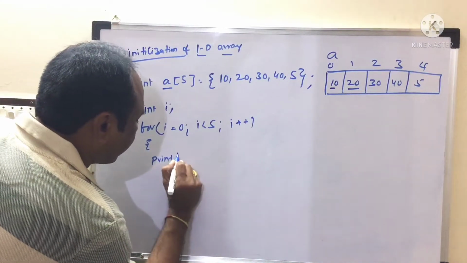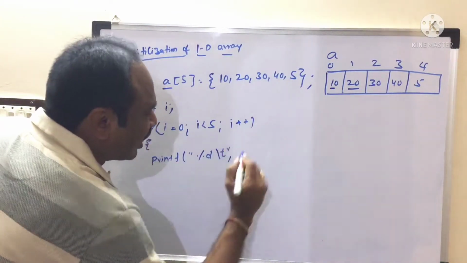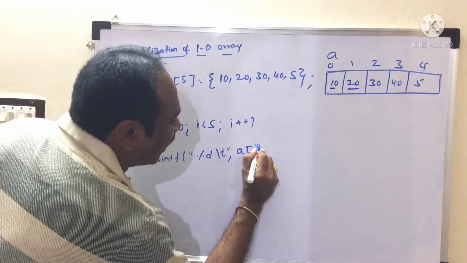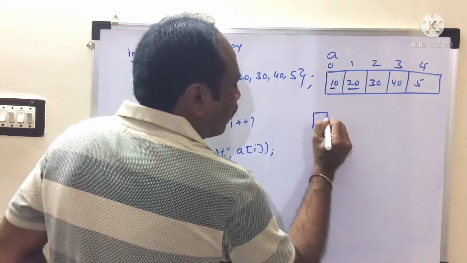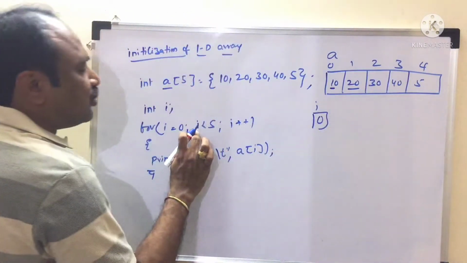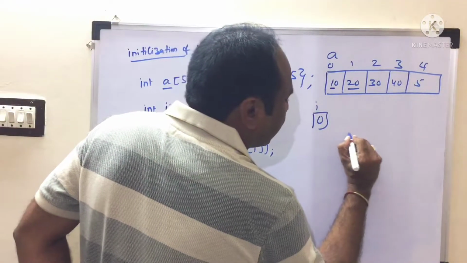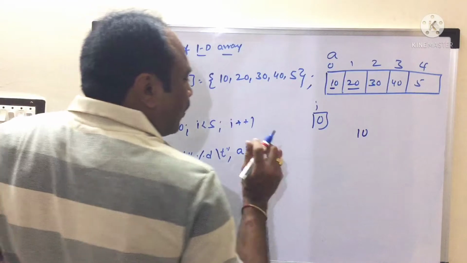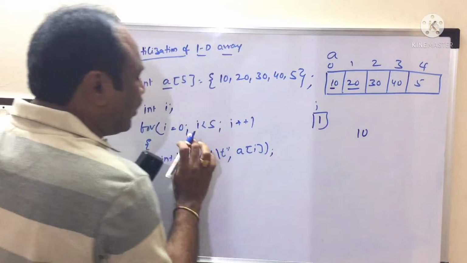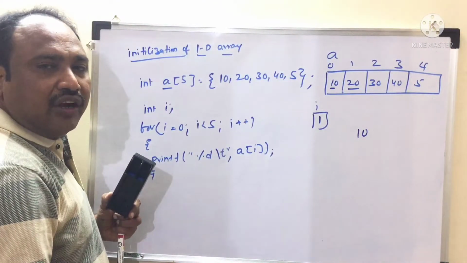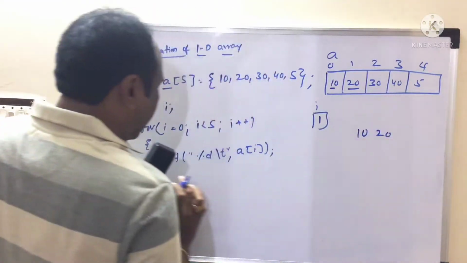printf("%d", a[i]). To give a gap between one value and another value, I am using an 8-space gap like this. See, take the i variable. Value of i is 0. 0 less than 5, condition true. printf a of 0. What is the value of a of 0? 10 printed. For loop close, i plus plus, what is the meaning of i plus plus? i value becomes 1. Check the condition. 1 less than 5, condition true. printf("%d", a[1]). 20 printed. Again for loop close.